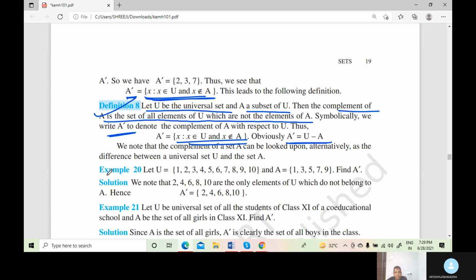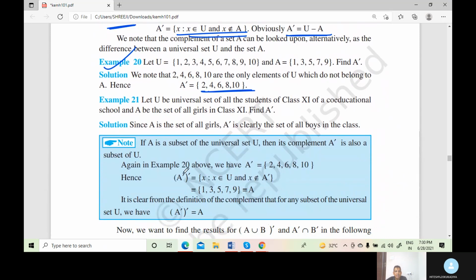Okay. Now we give example number 20. Look at this example. U equal to 1, 2, 3, 1 to 10. A equal to odd numbers. Find A dash. Even numbers are 2, 4, 6, 8, 10. Because 1, 3, 5, 7, 9 cancel in the universal set. Which of the elements are remaining? Sir, even numbers. Yeah. Very simple example.